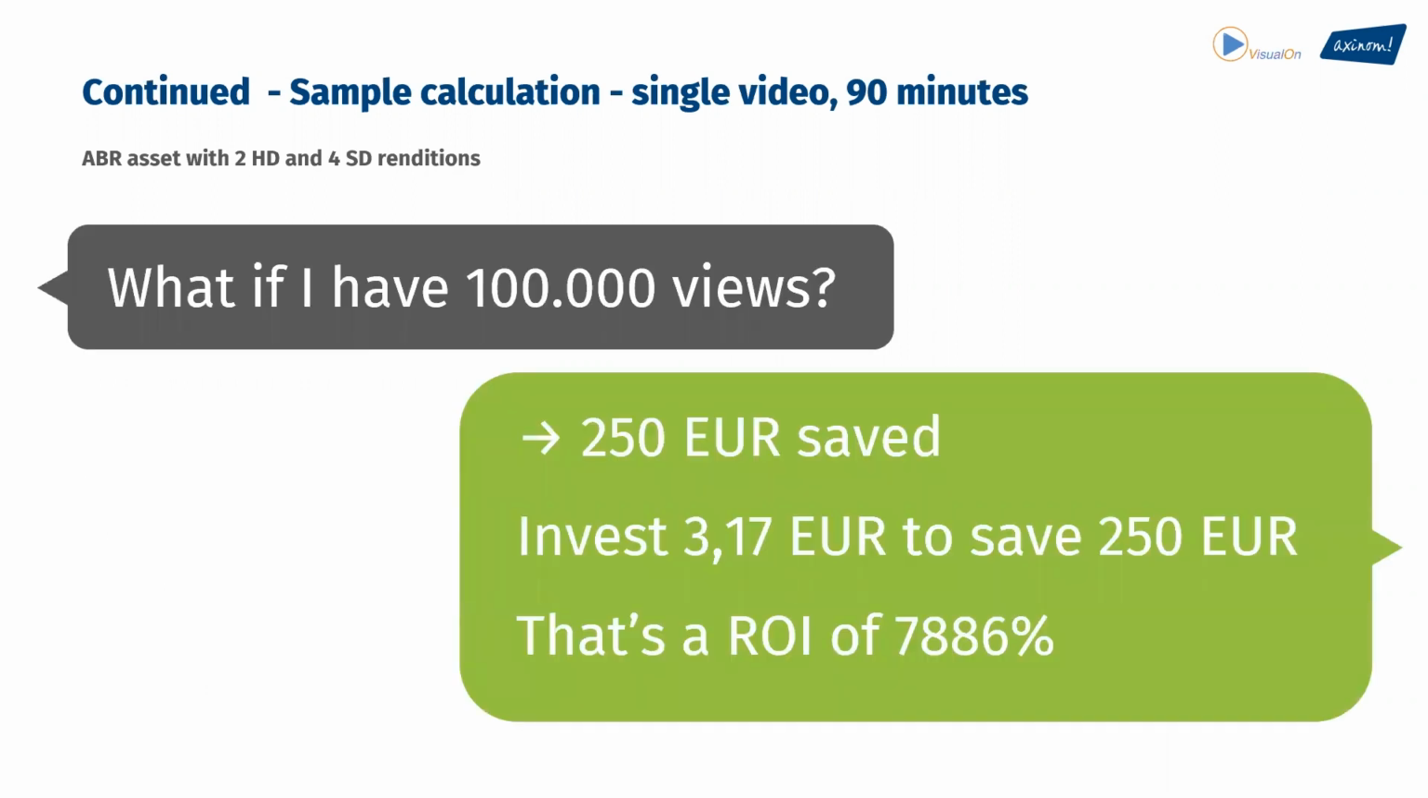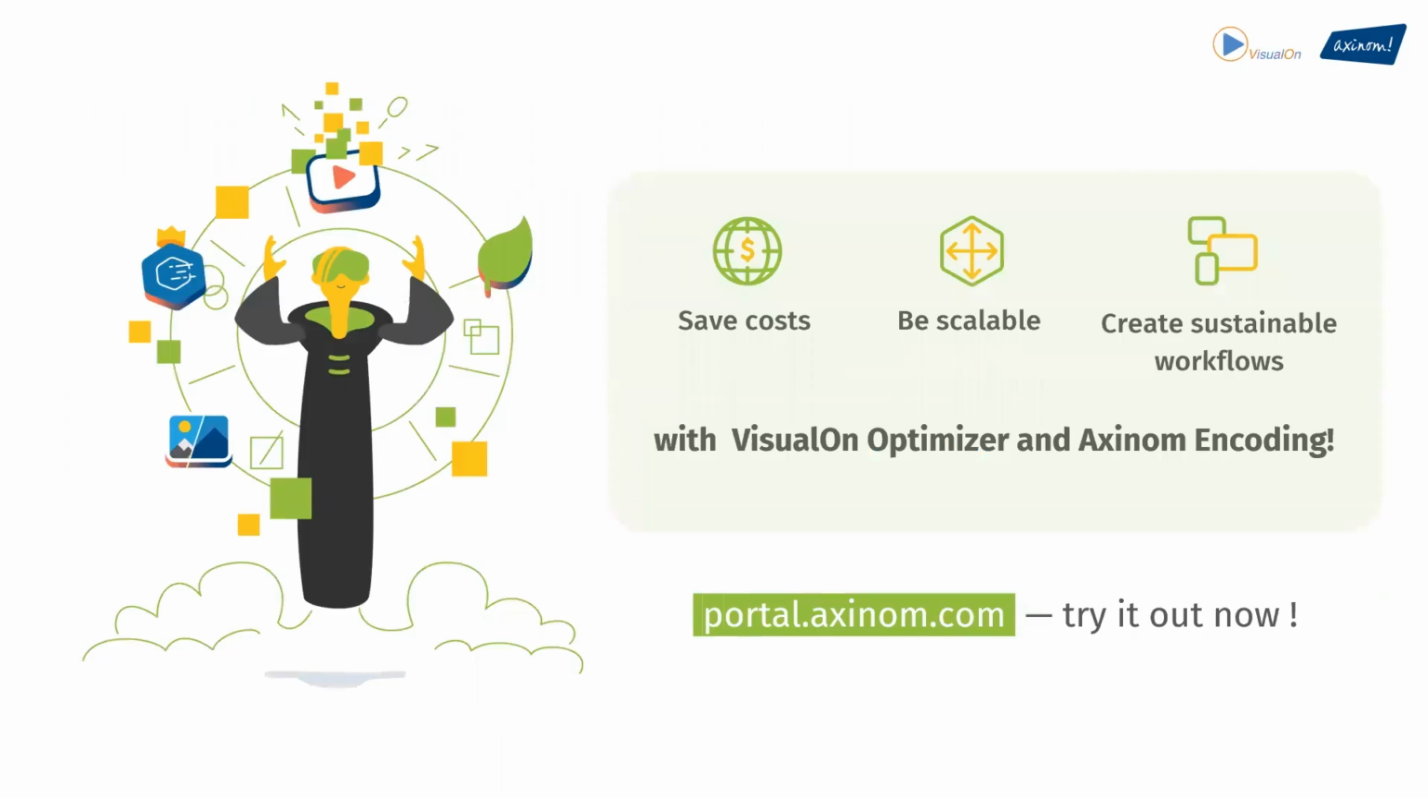So a question arises, what if I have more than 1,200 some views? What if I have 100,000 views? In that case, you already saved 250 euros. So looking at this from an investment perspective, an investment of €3.17 brings you back 250 euros. That's a return on investment of 7,886%, which makes the whole decision-making process rather easy. And as you just saw, using the Axinom and VisualOn integration, not only can you save on cost, but you can also be scalable with sustainable optimized workflows.